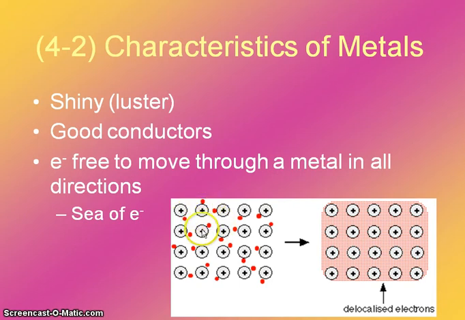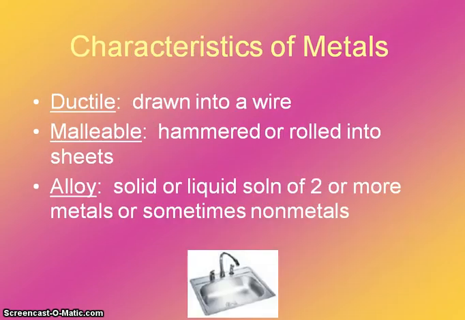They're able to float around throughout this whole sample of the metal, and because those electrons are allowed to move, the electricity or the current is able to conduct well through them, as opposed to the electrons being stuck in one location and only being able to conduct from that location. So that's a sea of electrons.